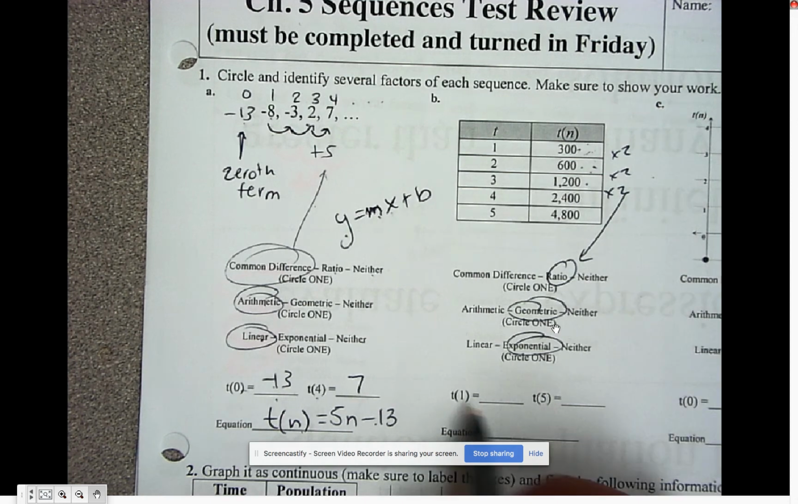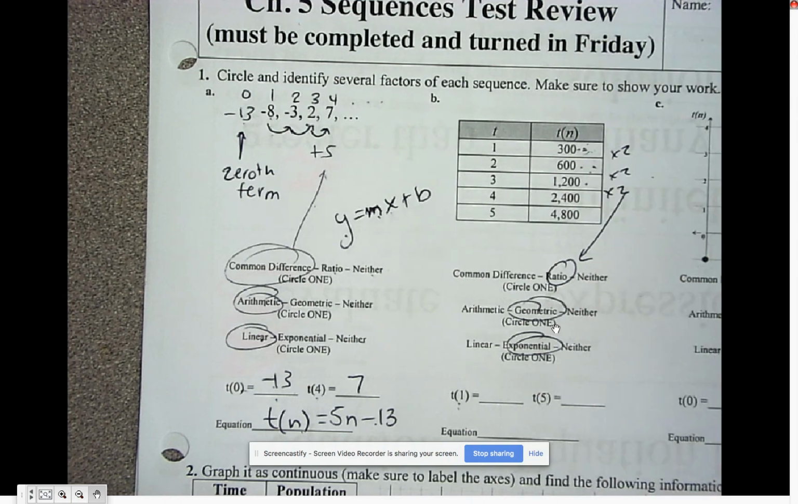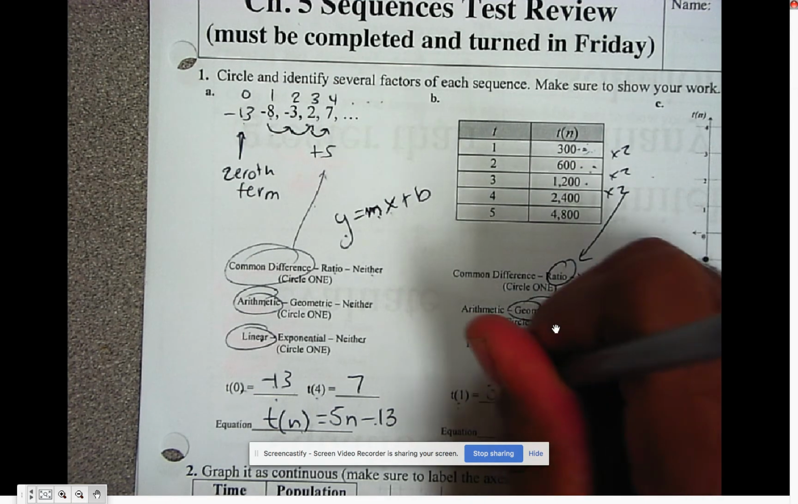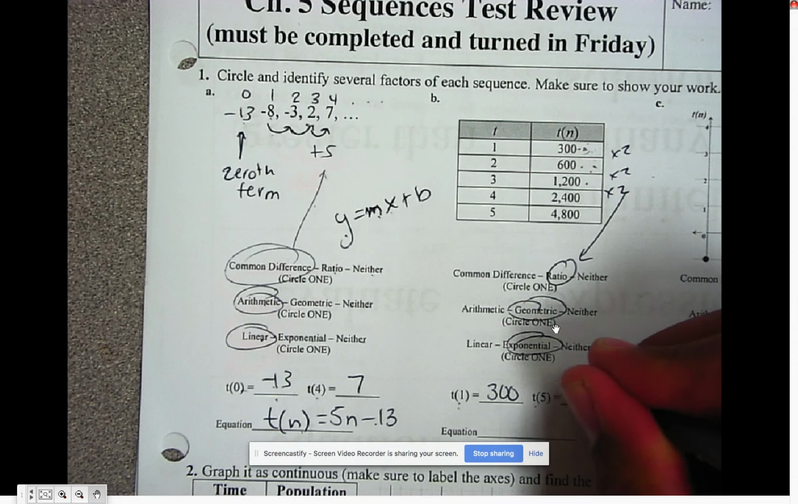Now it's asking for the first term, not the 0th term, but the first term. The first term is going to be 300 in the sequence. And then the 5th term is going to be 4,800.